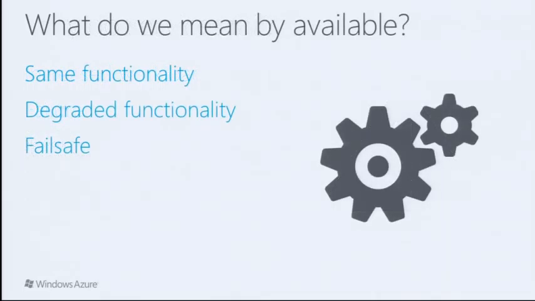So what do we mean by available? Well, when we hit the app, when we hit the service, do we have the same functionality? Does it increase the response time? Do we get slower? But have we still got the same kind of functionality? Then we've got the option of being degraded slightly. So maybe we can upload photos, but we can't resize them. Maybe we can add new things to our shopping cart, but we can't actually do a checkout.